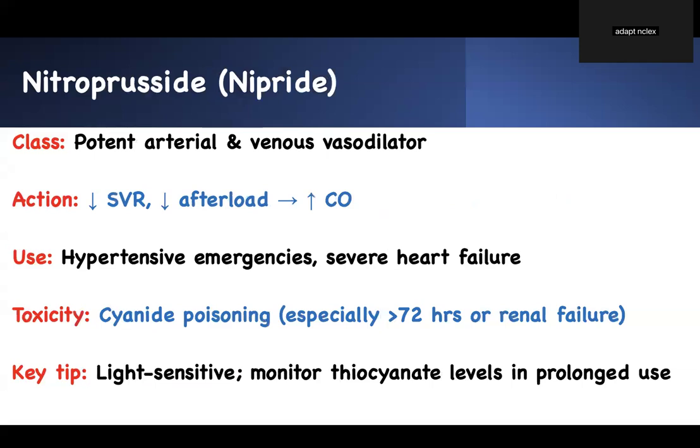Watch for that question. Nitroprusside is also a nitrate, but it's stronger than nitroglycerin because this one will act on both artery and vein at the same time. Its action is going to decrease your resistance. So it decreases your blood pressure, it decreases the afterload and the preload, and it will improve your cardiac function. That's why we use it in hypertensive emergency and severe heart failure. One key issue is cyanide toxicity is very common if you use it more than 72 hours, and therefore you have to know the antidote for nitroprusside.